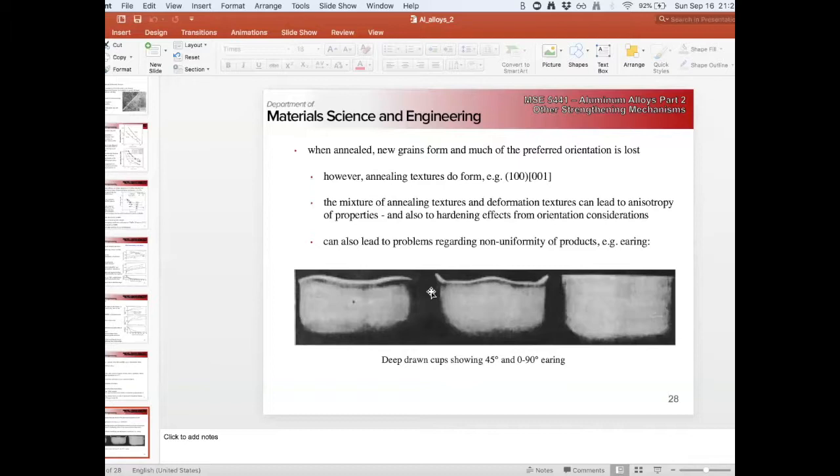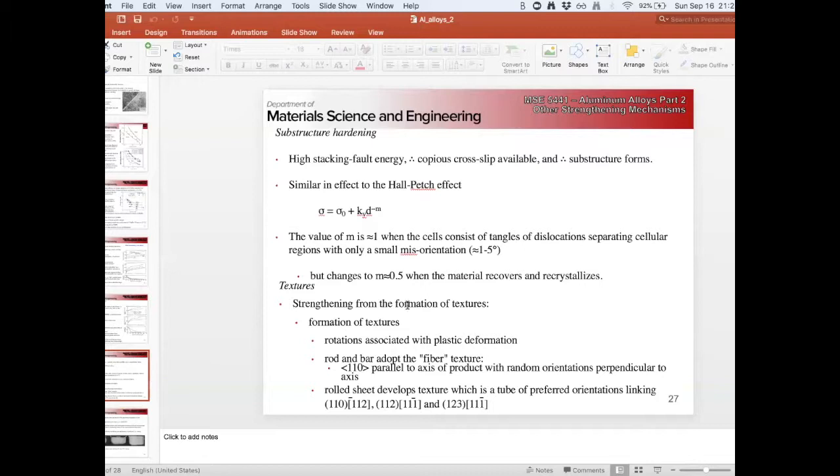Again, the textures that I'm talking about here are not particularly important, or it's not important to know what a rod or bar aluminum texture is, what a rolling texture looks like in aluminum. That's beyond the scope of what I'm trying to do here.